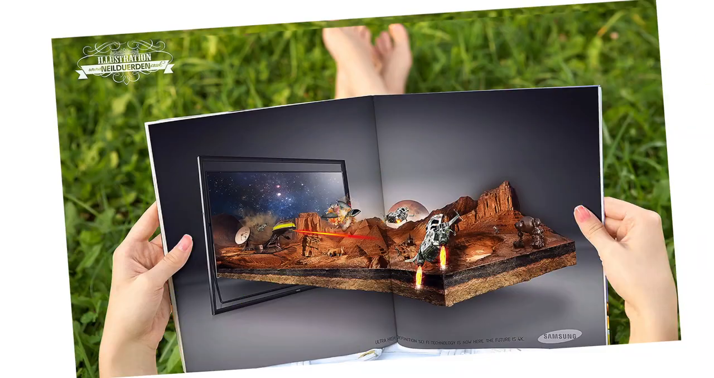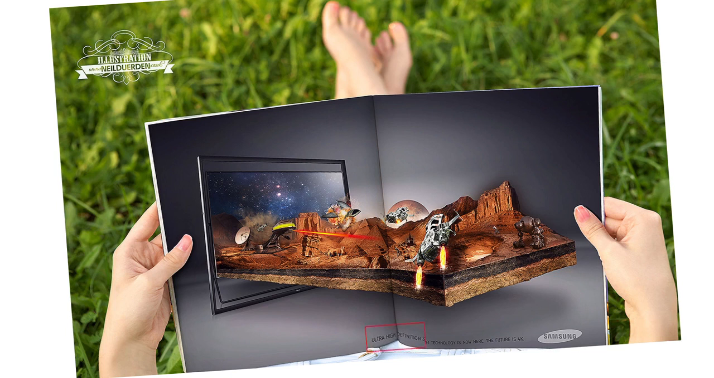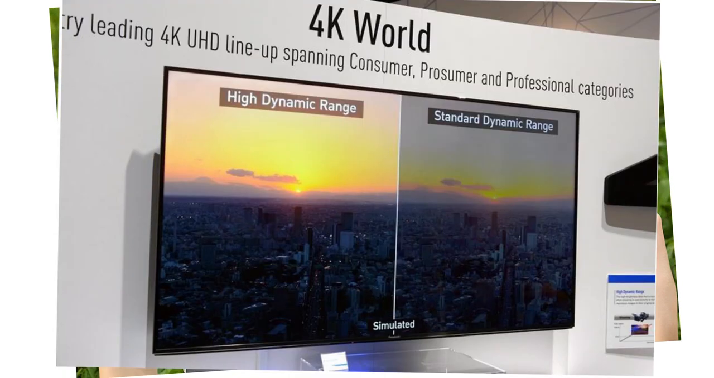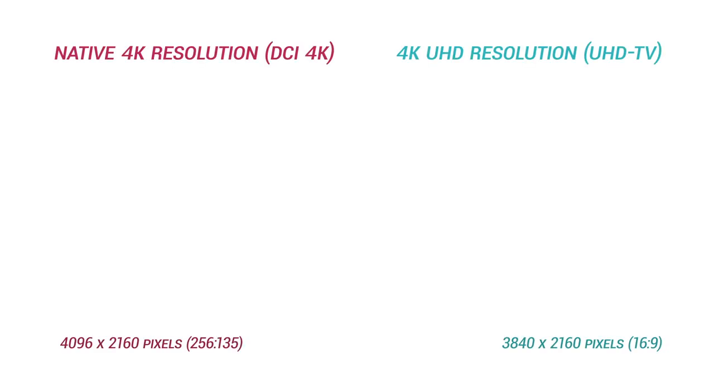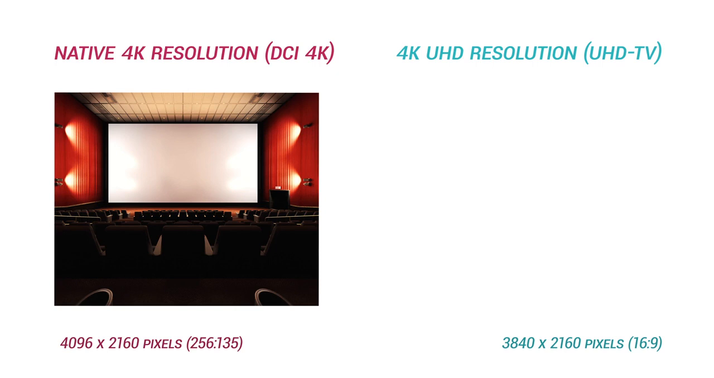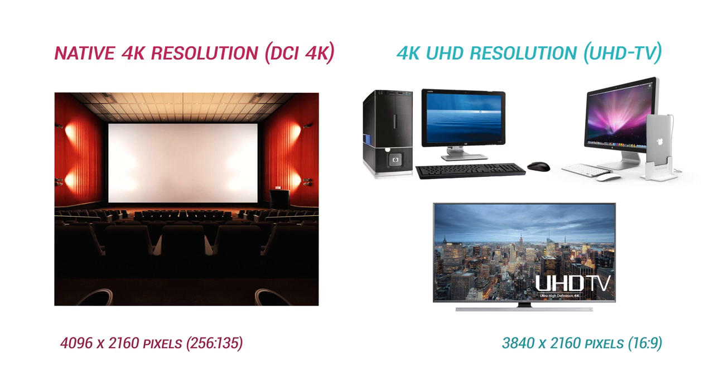Usually for marketing reasons, televisions will still be referred to as being 4K when in fact they are 4K UHD. The consumer generally doesn't mind. So in the end, native 4K is seen as a professional production and cinema standard, whereas 4K UHD is primarily used for consumer displays and broadcast standards.